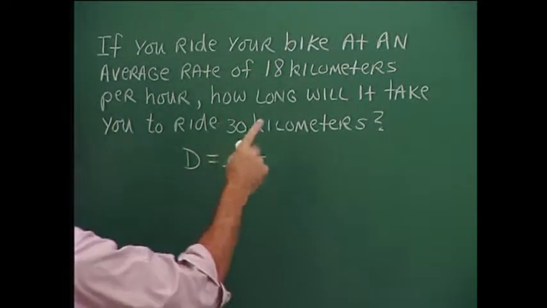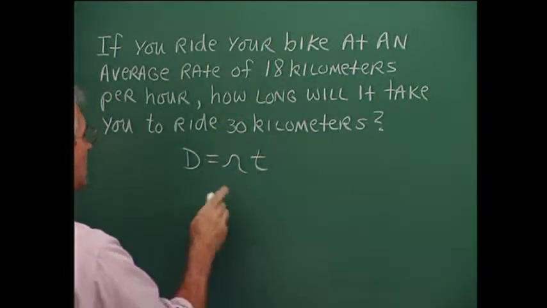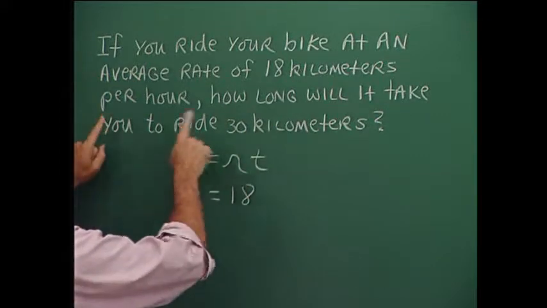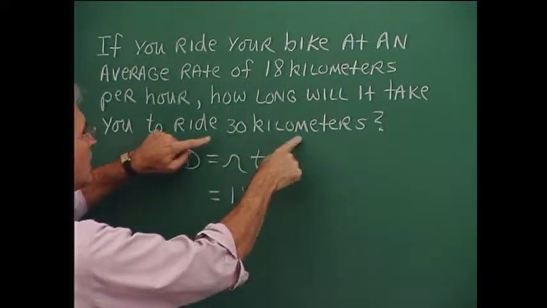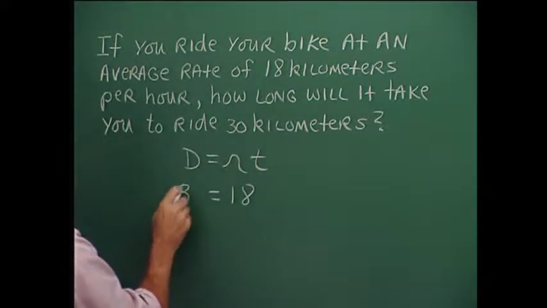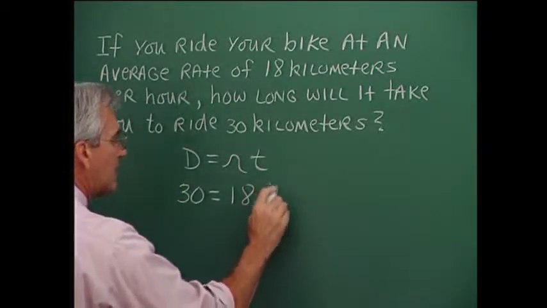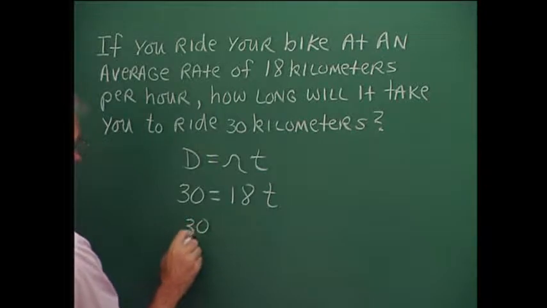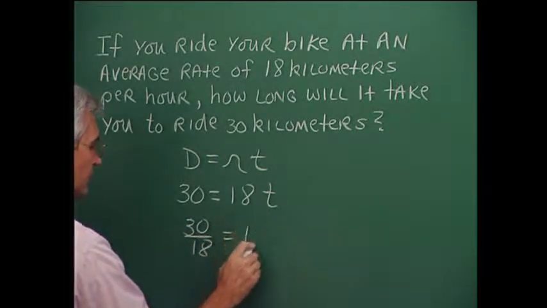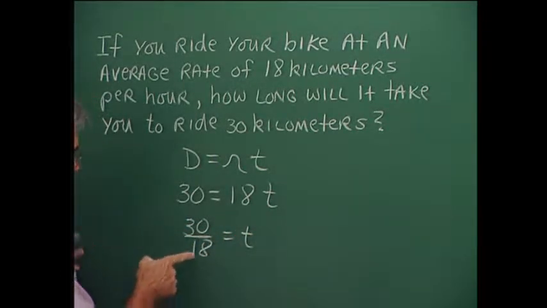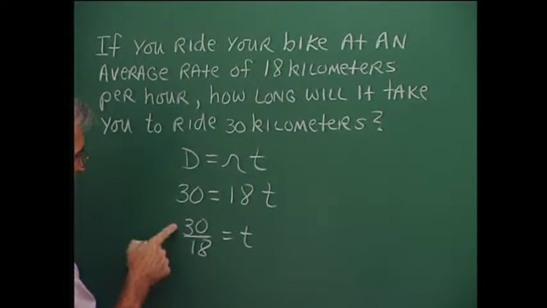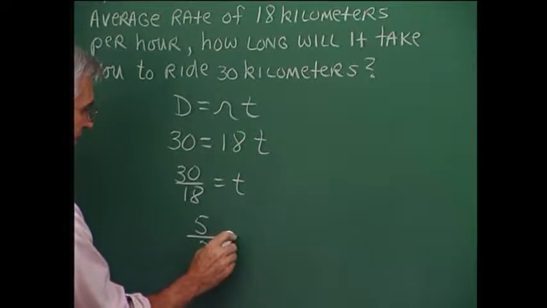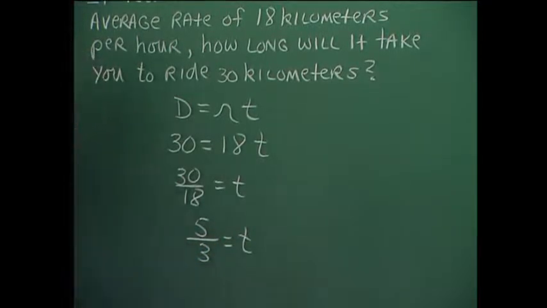Well, let's see, we're told the rate is 18 kilometers. All right, so R is replaced with 18. How long will it take you to ride 30 kilometers? That's a distance. So 30 goes in place of distance, and time is unknown. And away we go. We divide on both sides by 18, so we get 30 over 18 is equal to time. Now we reduce the fraction. Let's see, 6 goes into both of these. 6 into 30 goes 5, and 6 into 18 goes 3. So 5/3 equals time. Gee, what does this mean?